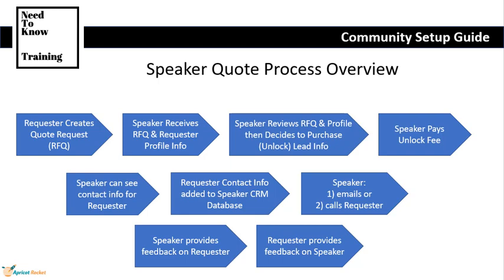The speaker then receives the RFQ and a profile of the person making the request, and then they review the RFQ and the profile and decide whether or not they want to purchase or unlock the lead contact information. If they do, then they pay the fee, and then they can see the contact information for the requester, and then they send a quote out to the requester. They send that quote either by email or they simply call the person that made the request.